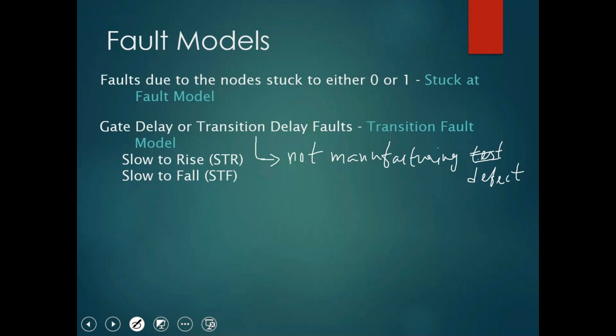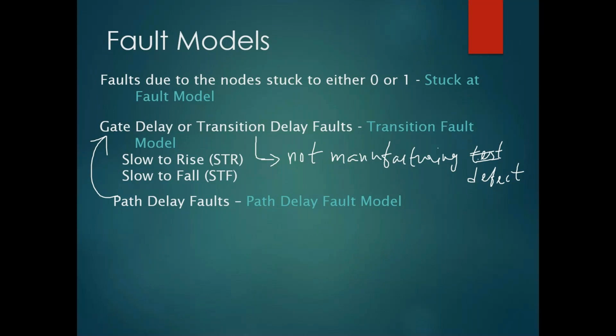Now the third one is path delay. Path delay is also a subset of gate delay. I'll explain in detail what is meant by path delay, but this is also a type of delay testing, which is related to the delays of the gates, the delays of the flip-flops, and the delays of the net connections. So it is a subset of the transition delay or gate delay model.